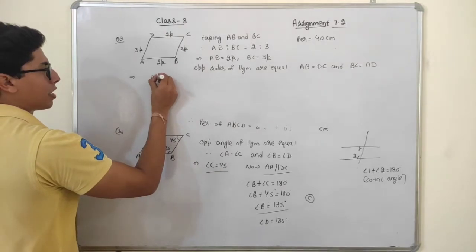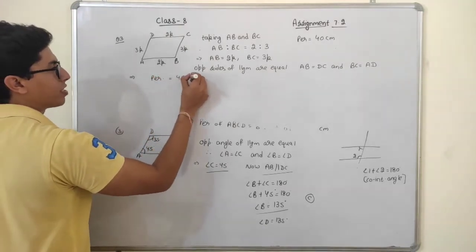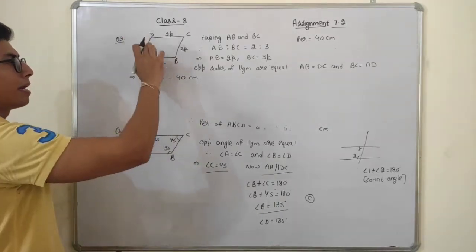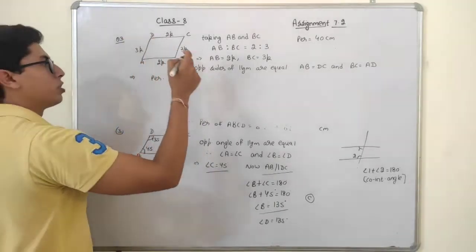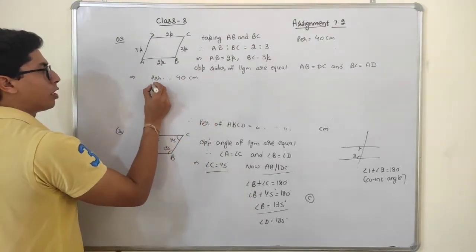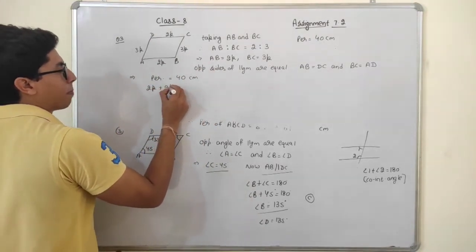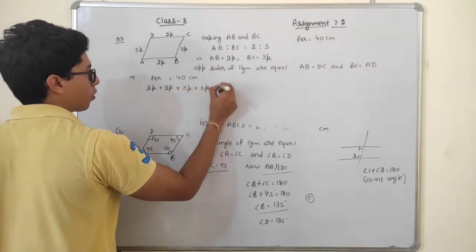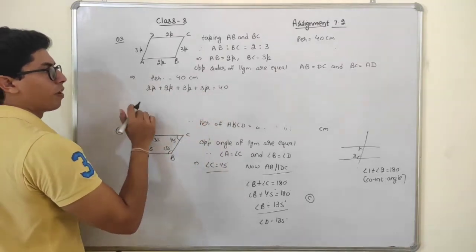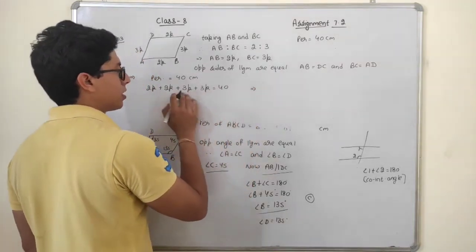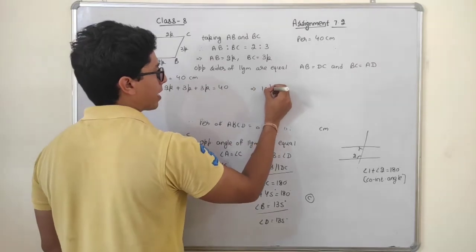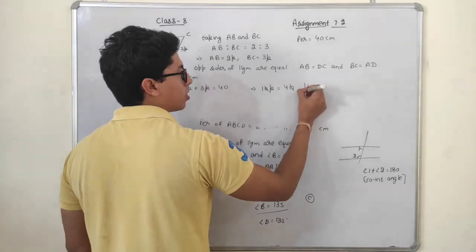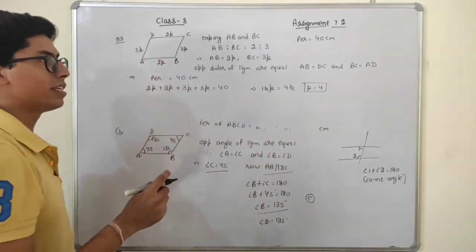Now perimeter is equal to 40 centimeter. It is given in the question that perimeter is equal to 40 centimeter. Perimeter means the sum of the boundaries. So just do the sum of the boundaries, that will be 2K plus 2K plus 3K plus 3K is equal to 40. Now students, 6 and 4 will be 10K. So 10K is equal to 40. So K will be 4 now. So the value of K is 4, students.